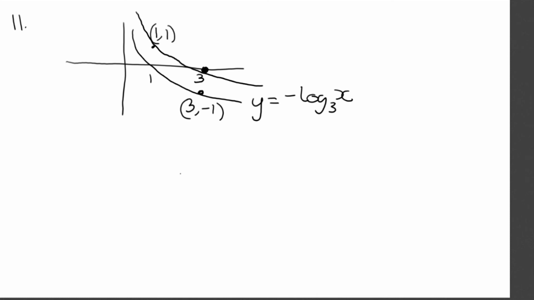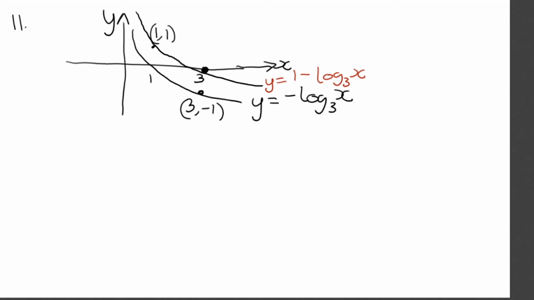So mark in your x-axis, mark in your y-axis, and this graph here is y equals 1 minus log x to the base 3. So it's probably a good idea to show the negative log x to the base 3 first, and then show that you're moving it up one position.